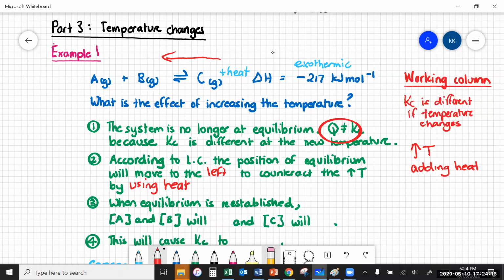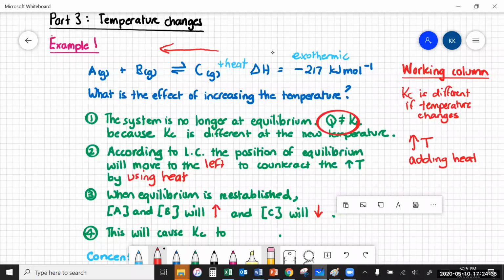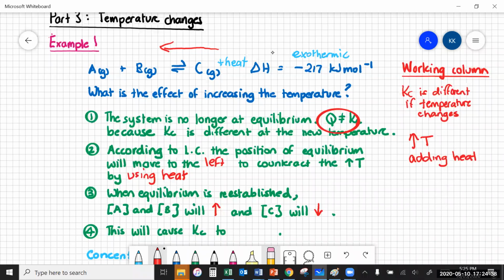What does that mean when equilibrium is re-established? Well, A and B will have increased because the position of equilibrium is moving over toward the left, and therefore C will decrease. But the tricky part of a temperature change is what happened to Kc. So let's have a look.